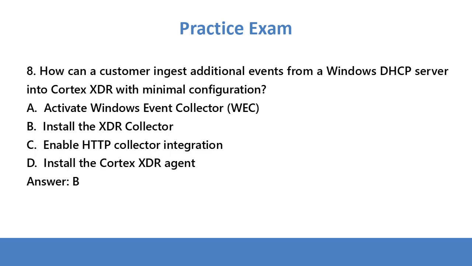8. How can a customer ingest additional events from a Windows DHCP server into Cortex XDR with minimal configuration? A. Activate Windows Event Collector, WEC. B. Install the XDR collector. C. Enable HTTP collector integration. D. Install the Cortex XDR agent. Answer: B.